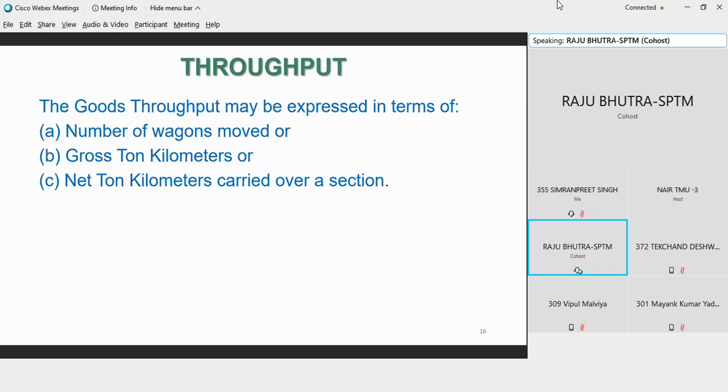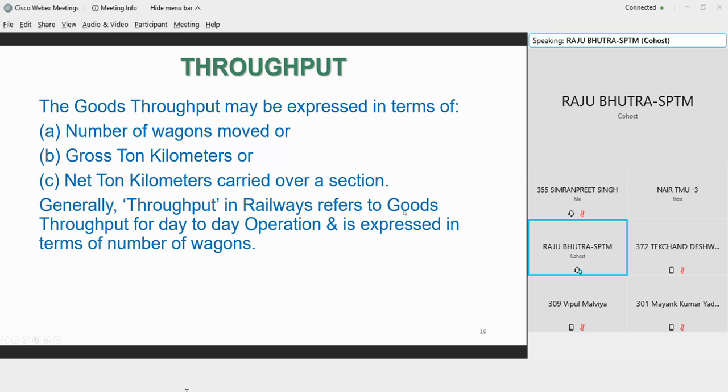So that is more important, why? Because we are getting revenue out of the commodity only. We are not getting any revenue from the weight of wagons which is moved in the section. We are getting revenue only out of the commodity. How much commodity is loaded and can be carried in a section will decide how much revenue we will be getting.